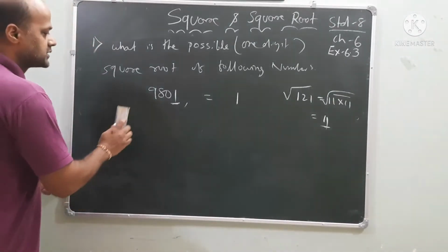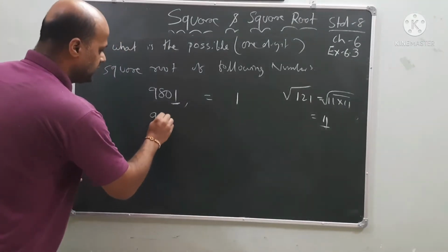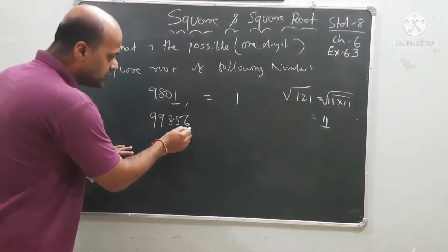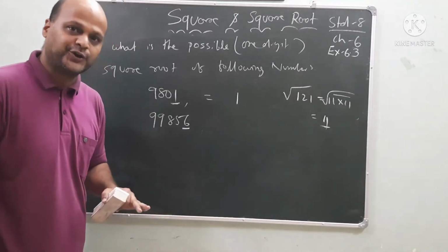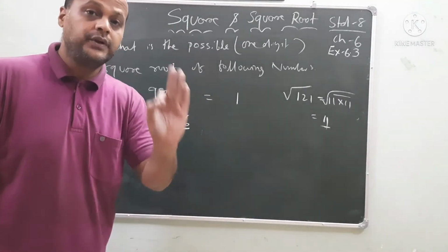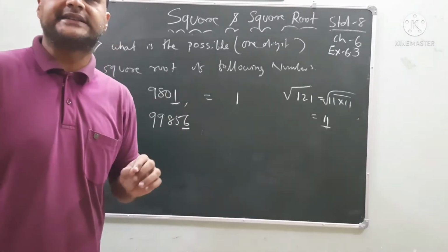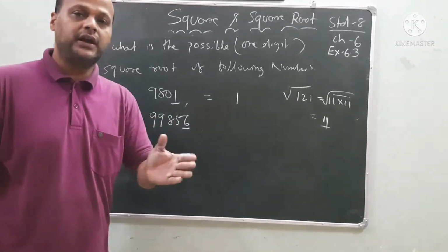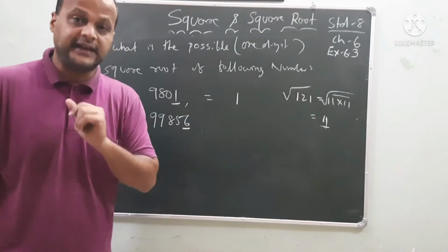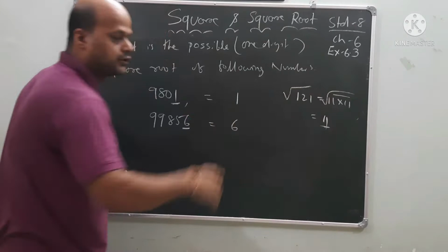Next question, next number is 99856. Now this is also a square. Why? In the unit place 6 is there. Yes or no? According to our previous class, what we studied: if 0, 1, 4, 5, 6 and 9 are in the unit place, then it will be a perfect square. But about 0, an even number of 0s must be there. So here 6 is there. Automatically 6 will come, because of our rule.